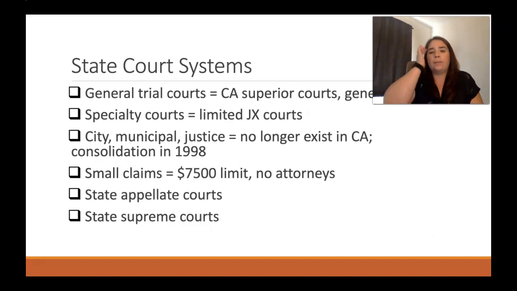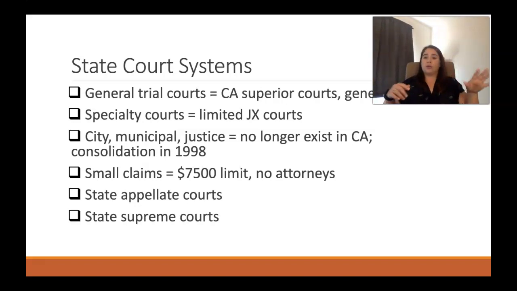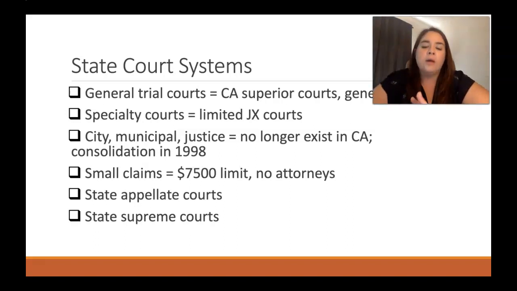Now, as I mentioned, California, similarly situated, we have general jurisdiction courts at the trial court level, we have appellate courts, and we have the California Supreme Court. But we in California also utilize specialty or limited jurisdiction courts. So if you've ever had a family law case, family law court, that's a specialty assignment. Probate, also a specialty assignment. Juvenile law, so either juvenile delinquency or juvenile dependency, all limited jurisdiction courts.